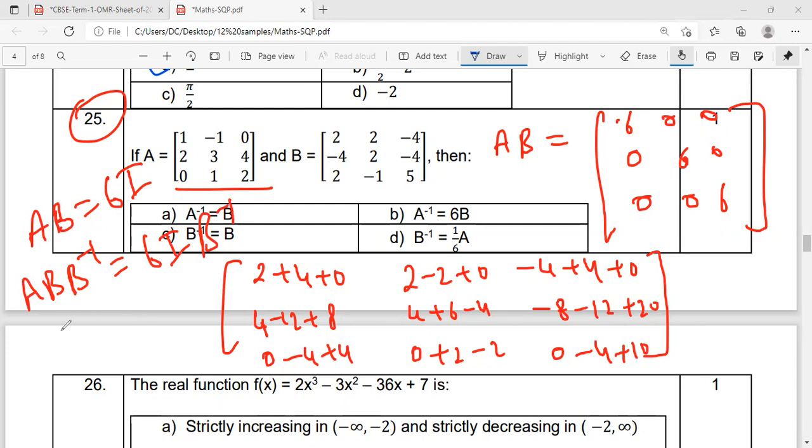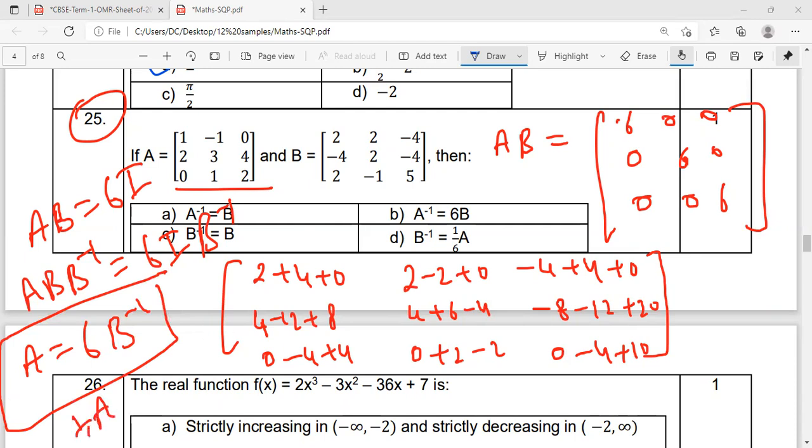Look, what you're getting from here? AB into B inverse is I, so A is equal to 6I into B inverse, A equal to 6B inverse. Do you have any option like this? A equal to 6B inverse. Or you can divide both sides by 6 and say 1 by 6 A is equal to B inverse. Yes, 1 by 6 A equal to B inverse. D is the correct answer. So you can mark your answer.